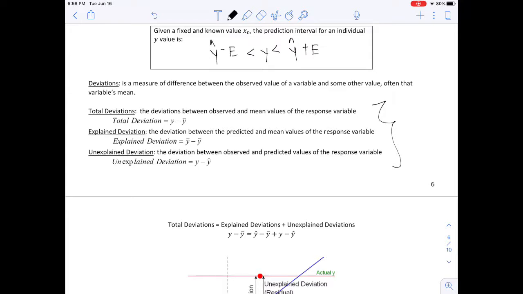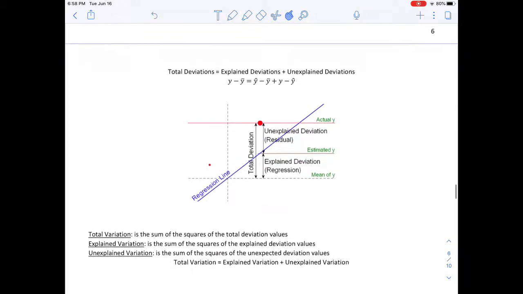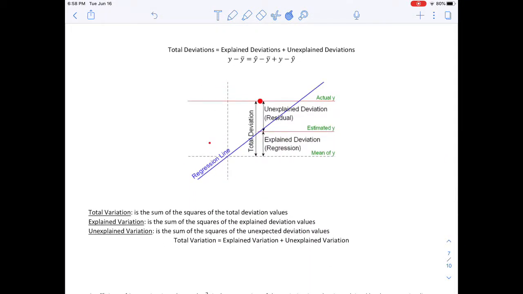Explained deviations is the deviations between the predicted and the mean values of the response variable. Our predicted is y hat, and y bar, again, is our mean. And then unexplained deviations is the deviations between the observed and the predicted values of the response variable, which is y minus y hat, where again y is our values and y hat is predicted. So the total deviations is equal to the explained deviations plus the unexplained deviations. You can see that in the equation below.